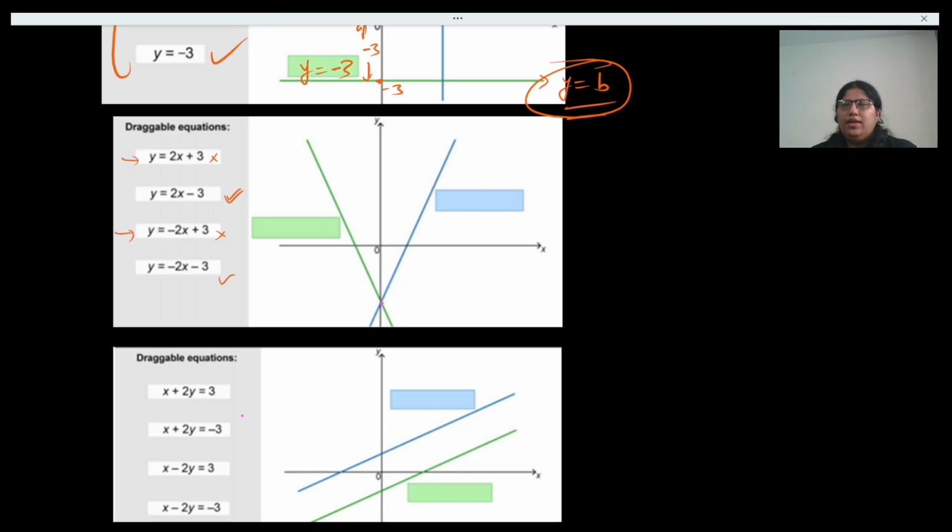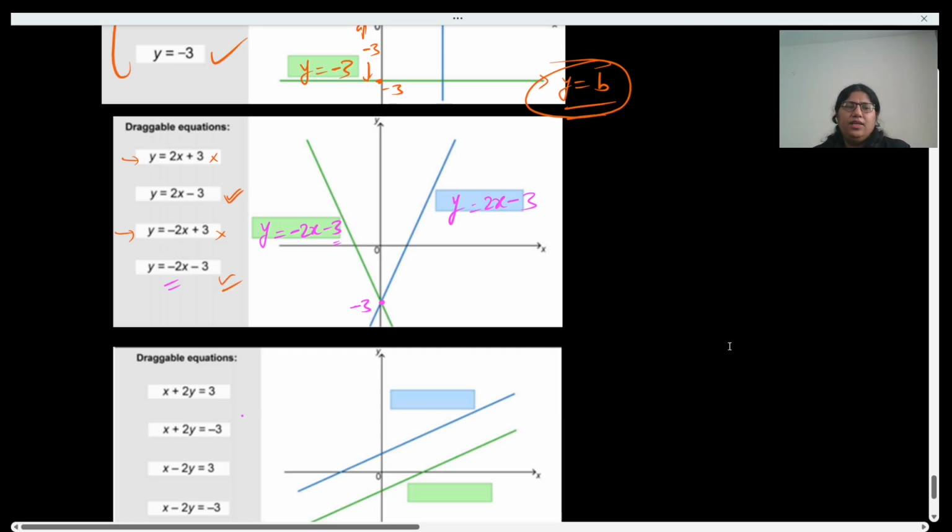Now look here: whenever the line goes from left to right upward, there will be a positive gradient, and if it is coming down from left to right, it is going to be a negative gradient. So apply that rule. In the first one, the negative gradient will be y equals minus 2x minus 3, because the y-intercept will be minus 3. Similarly, the other is a positive gradient, y equals 2x minus 3. You can see that both are cutting at the y-intercept, which is minus 3, one having a positive gradient and the other a negative gradient.